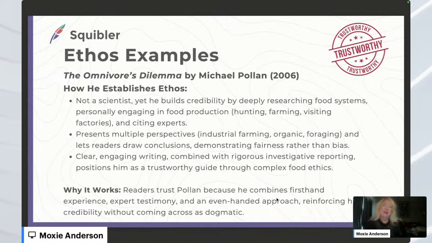He also includes clear, engaging writing with rigorous investigative reporting. So he is trustworthy in that he's very open about what he's looking at and how he's investigating these things. So why do readers trust him? Why does he develop ethos? Well, Pollan combines firsthand experience. He goes and experiences these things he's writing about. He uses expert testimony, and he's even-handed in the way he approaches these different types of food gathering sources.